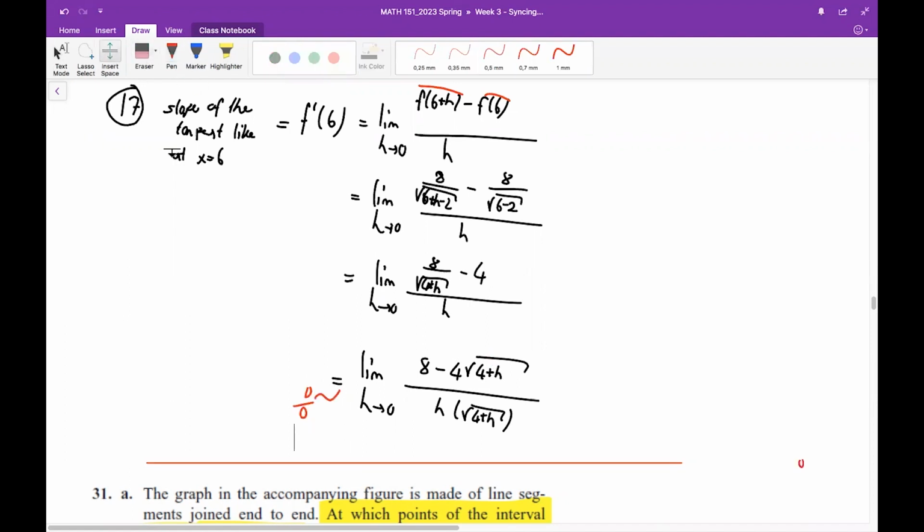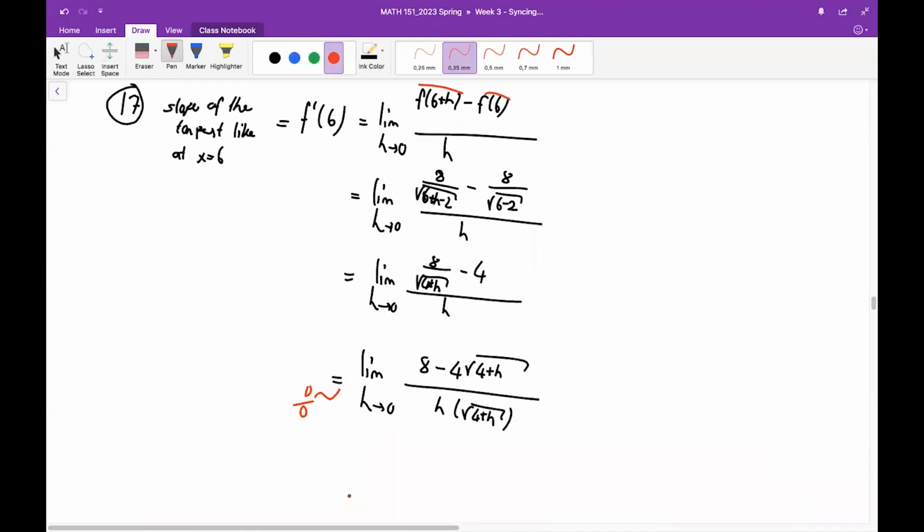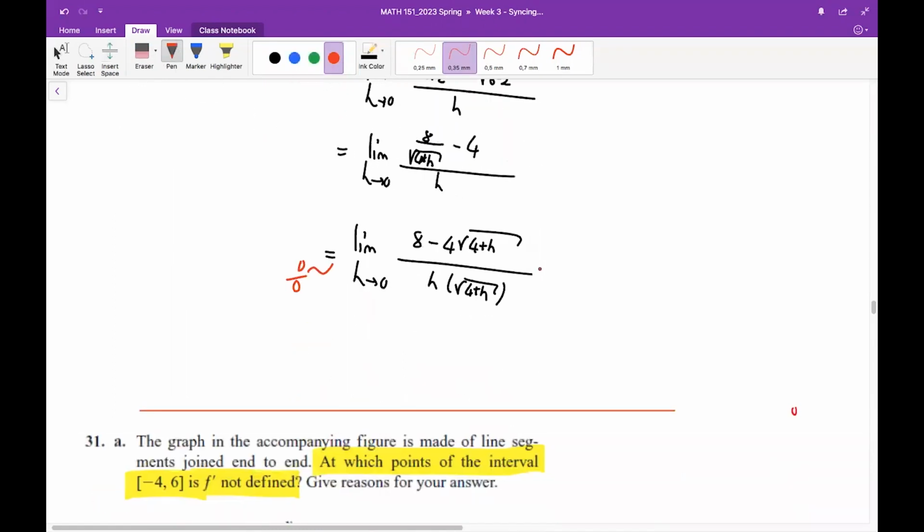How do we get rid of such indeterminate forms while computing limits? We will multiply and divide by the conjugate of that expression, right? 8 plus, this is the conjugate, like that, 8 plus 4 times this. Now we have the a minus b, a plus b form. That's why I can multiply it. I can do the product quickly.